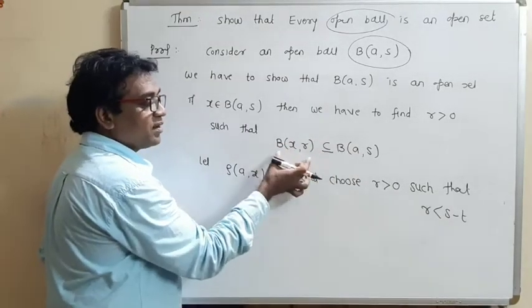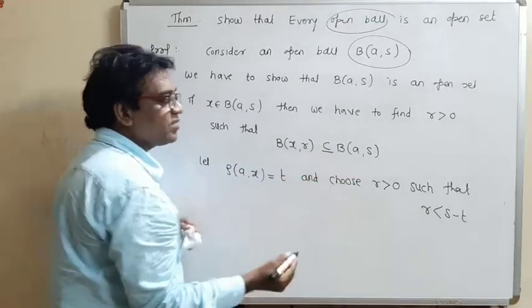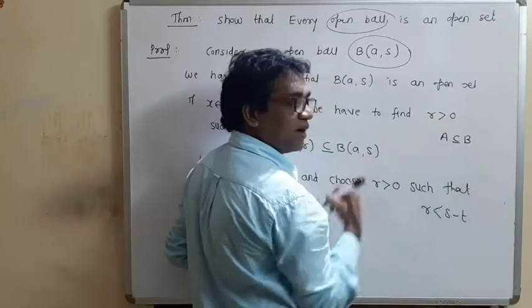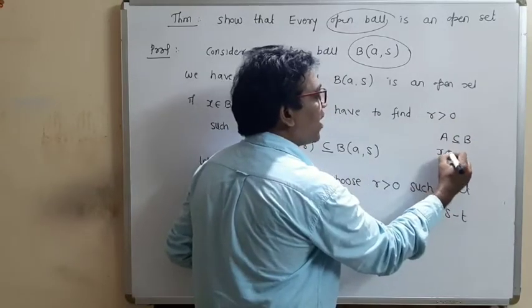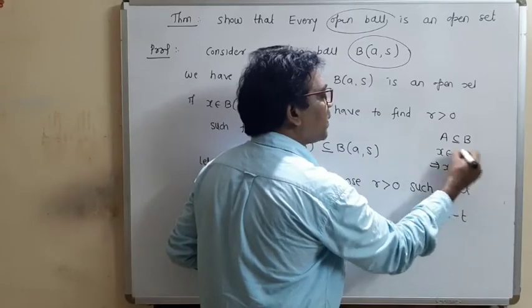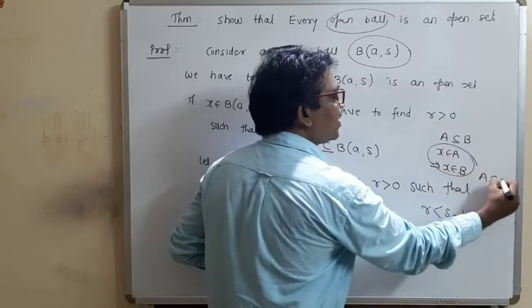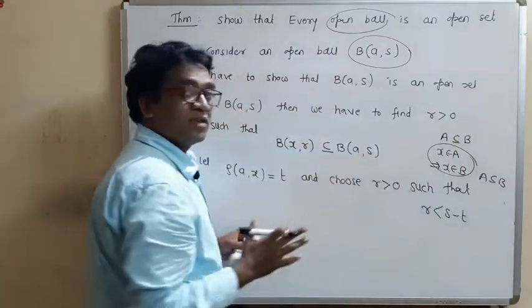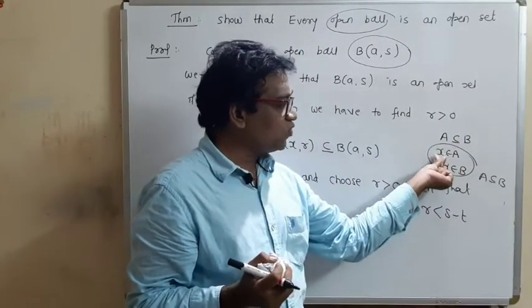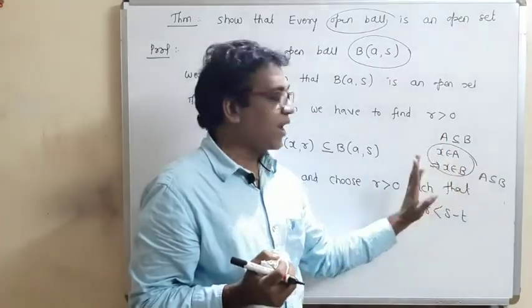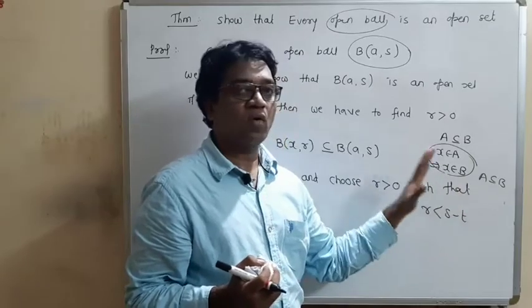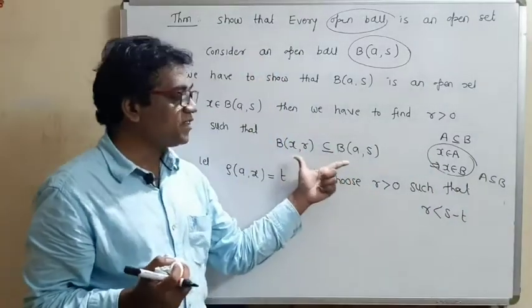Now how to show that this is a subset of the other set? This is the basic idea. How to show that A is a subset of B? Let us take one element from the first set and show that the same element is present in the second set. Then we can say that the first set is a subset of the second set. So let us prove this subset relation.